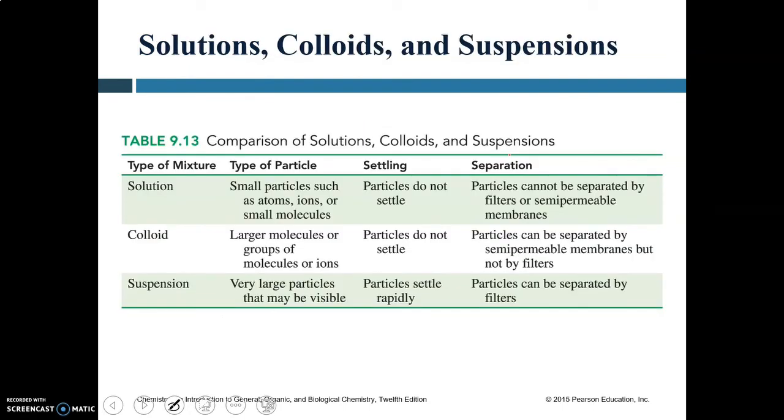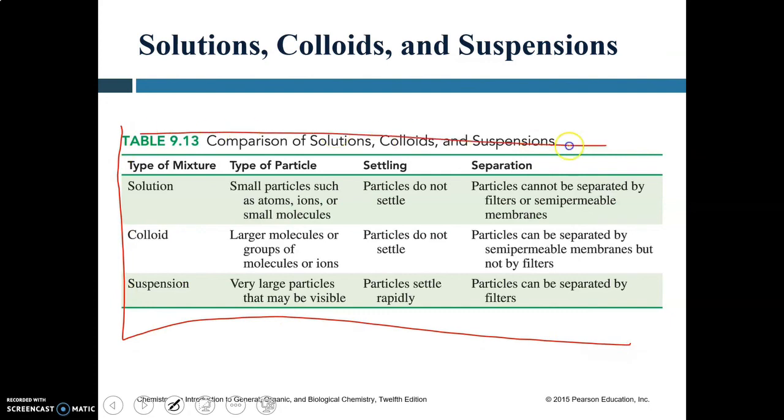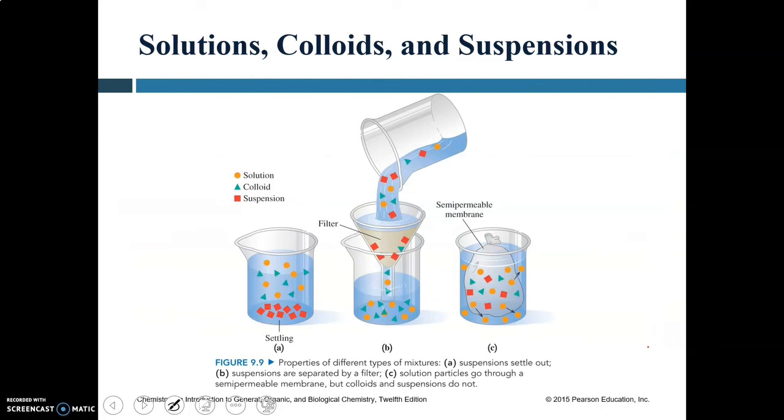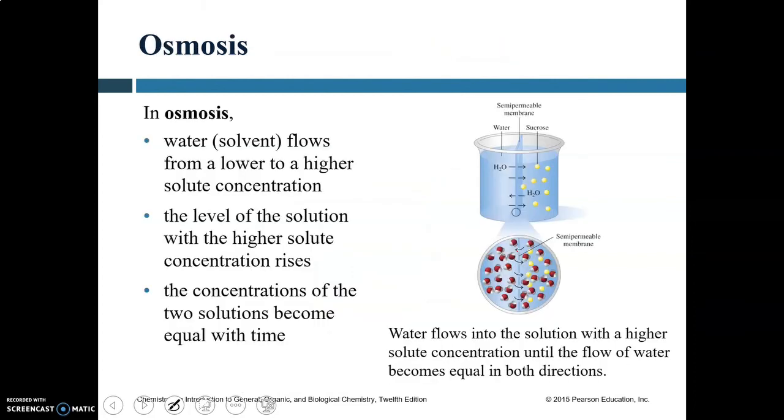So this is the comparison of solutions, colloids, and suspensions. We need to know the properties of these three. And this is the graphic comparison. Here you can see that circles represent solution, triangles, colloid, squares, suspension. Suspension settles on the bottom and can be filtered. Only true solution, the particles in the true solution, can cross the so-called semi-permeable membrane, while colloids and suspensions will get stuck inside. That brings us to the conversation about osmosis.